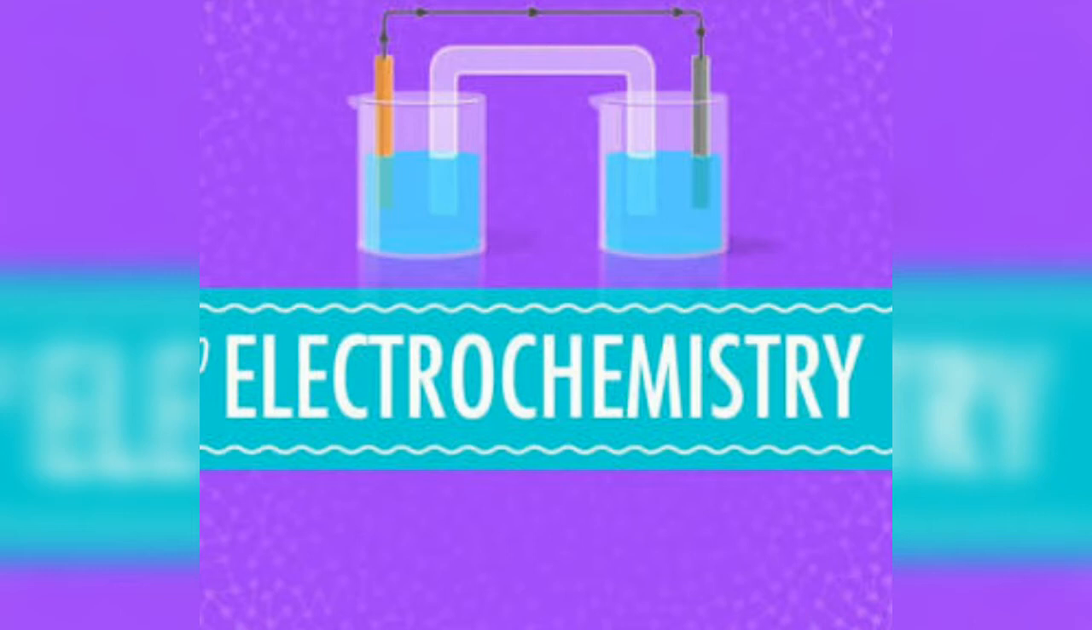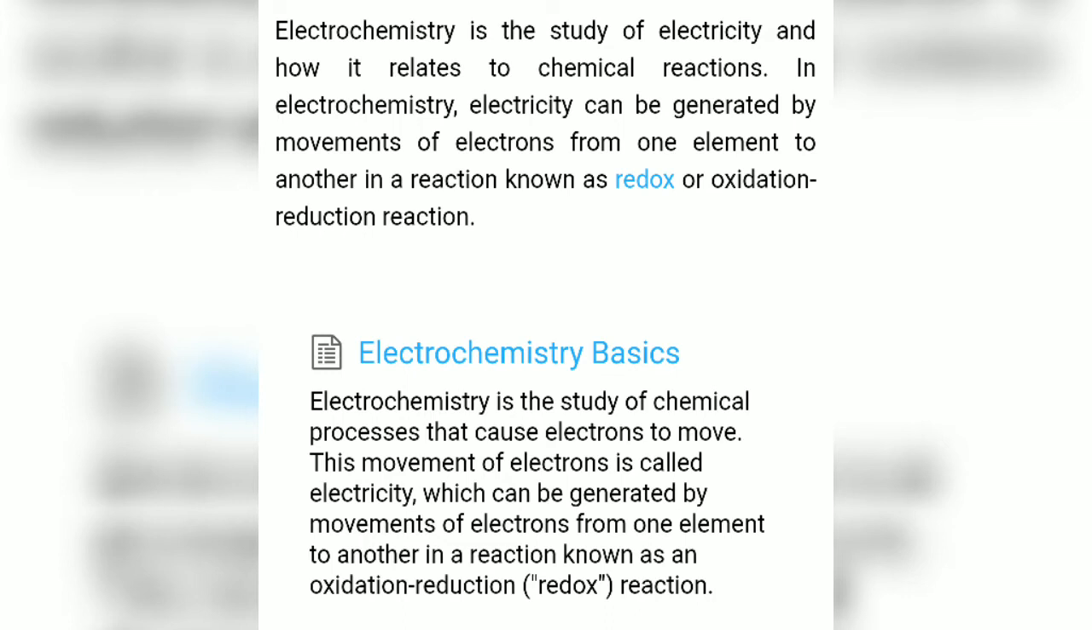Part 1, in which we have to deal with a few chapters. We are starting with electrochemistry. So what is electrochemistry? Electrochemistry is the study of electricity and how it relates to chemical reactions. In electrochemistry, electricity can be generated by the movement of electrons from one element to another. The reaction is known as a redox reaction.